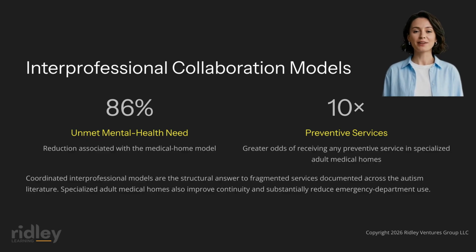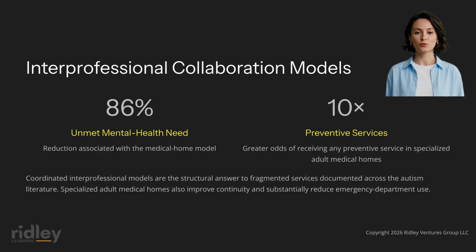Let's now look at how interprofessional collaboration ties these threads together. Coordinated interprofessional models are the structural answer to the fragmented services that researchers like Doherty, Jang, and Hughes have documented. The medical home model, recommended by the AAP, is associated with an 86% reduction in unmet mental health need among autistic children and adolescents, one of the largest protective effects documented in the autism healthcare access literature.